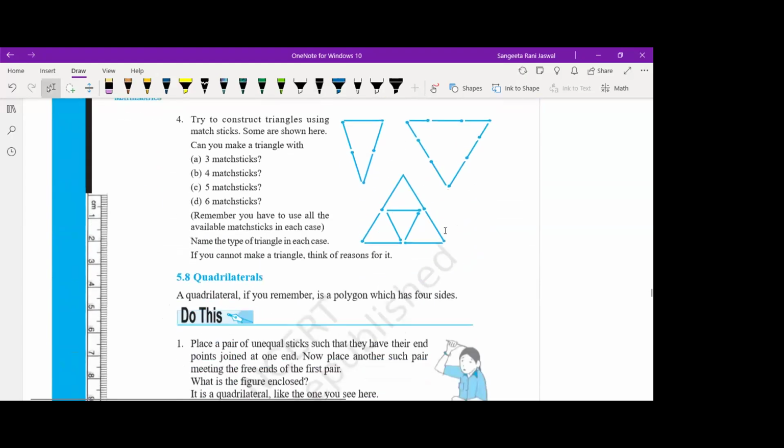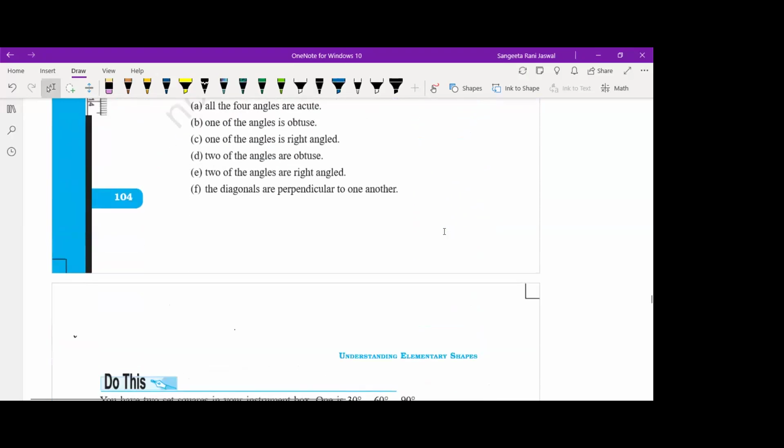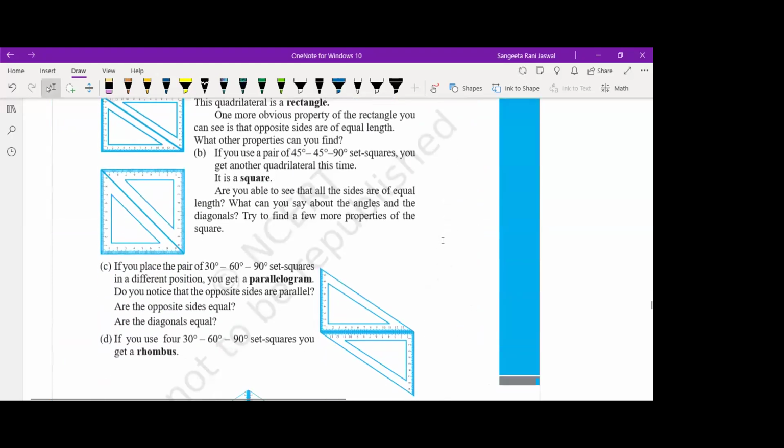Okay, this is a matchstick pattern. So, okay, let's see further. We have now quadrilateral. So, quadrilateral, as I have told you, quad means four. Lateral means side. So, any four-sided figure is called a quadrilateral.